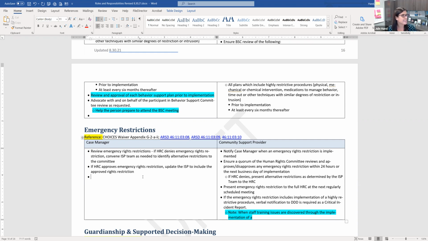I'm trying to send those out by the end of the day on the 8th, so there's plenty of time for everyone to review this rather large document that we've worked really hard on. So want to be respectful of everyone's time.